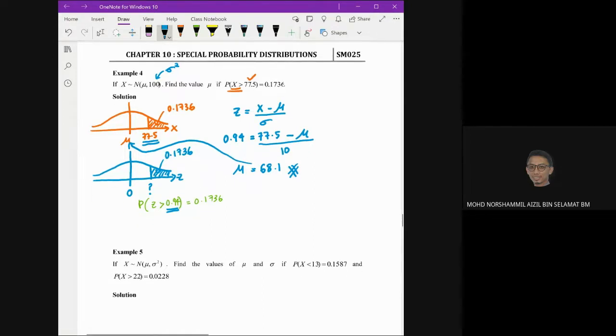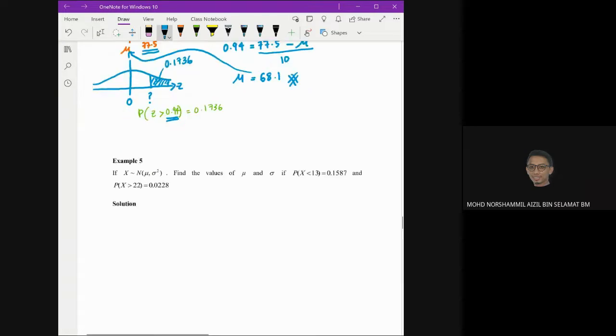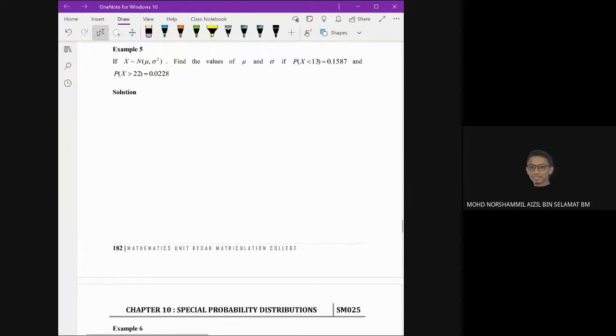Okay. Is it okay? Can we proceed? Boleh? Boleh, sir. Okay. So let's proceed with the next part. 2 more examples. Example number 5. This time we want you guys to find these two. So if we want to find two unknowns, that's why we give you 2 clues. Bila 2 unknown, 2 clue, so 2 equation, equation 1, equation 2, simultaneous equation.